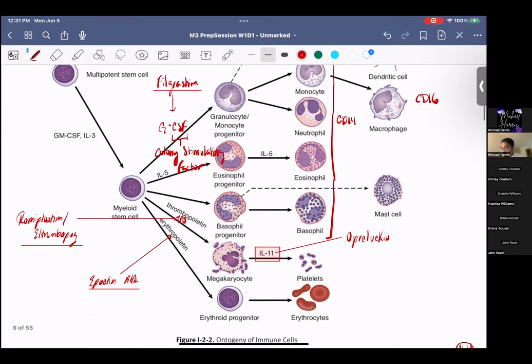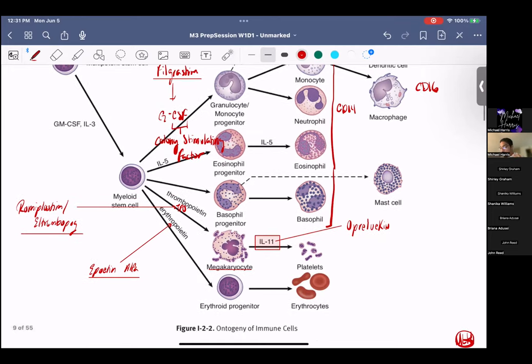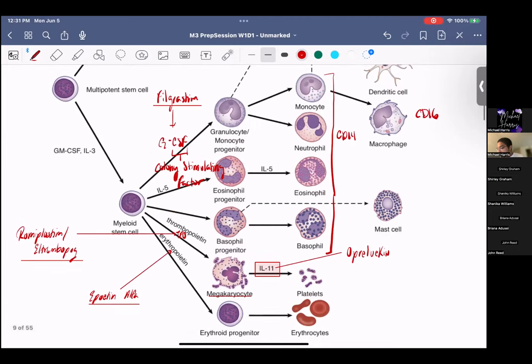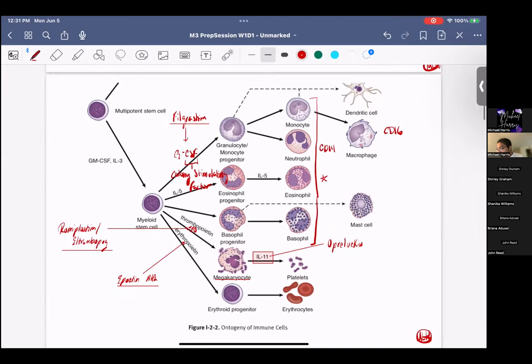Now, pertaining to megakaryocytes, they get stimulated by IL-11 to become platelets. And we'll talk about this one here later with eosinophils and IL-5. Any questions about any of this stuff?